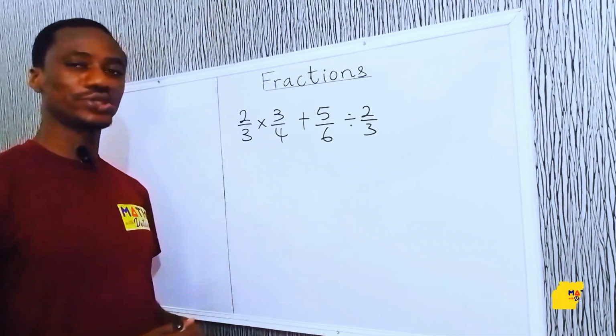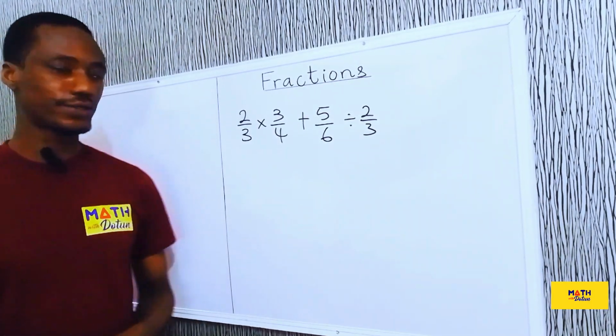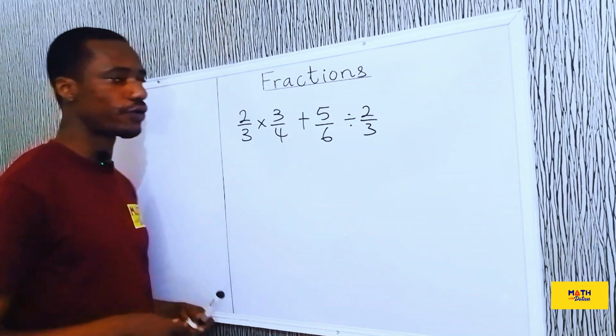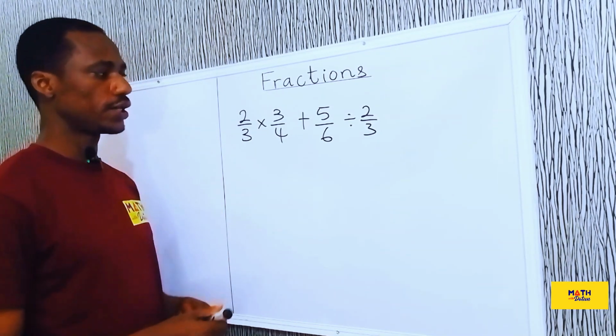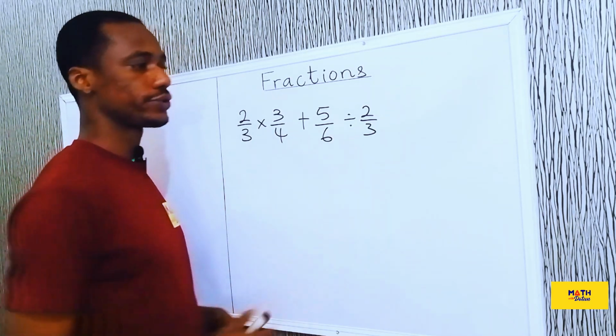Hello, we have a question here, and we are still working with fractions. We have 2 over 3 times 3 over 4 plus 5 over 6 divided by 2 over 3. In this case, we have multiplication, addition, and division.